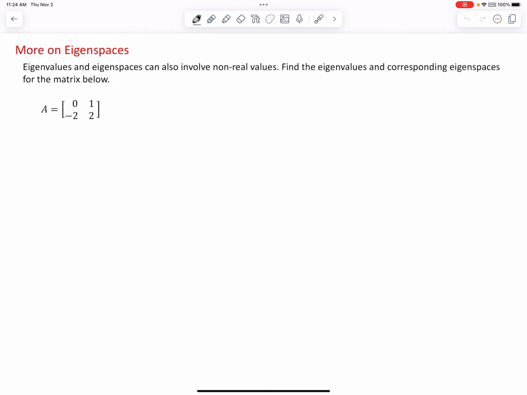Hello linear algebra students. This video lesson is the second part of a lesson on eigenspaces. Now eigenvalues and eigenspaces can also involve non-real values, so imaginary numbers. Find the eigenvalues and corresponding eigenspaces for the matrix below.